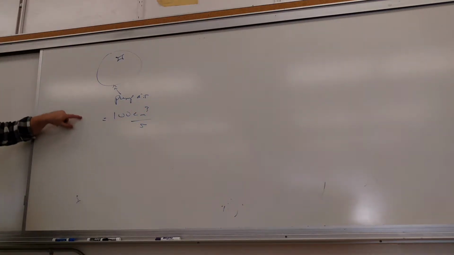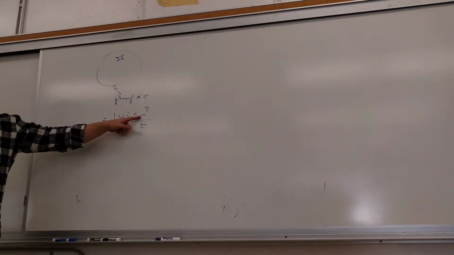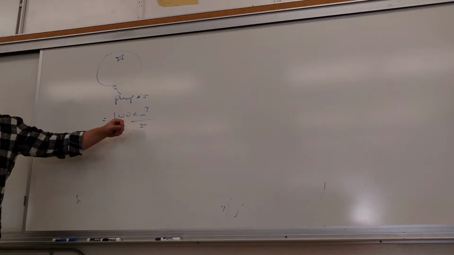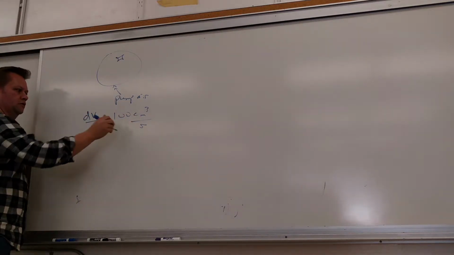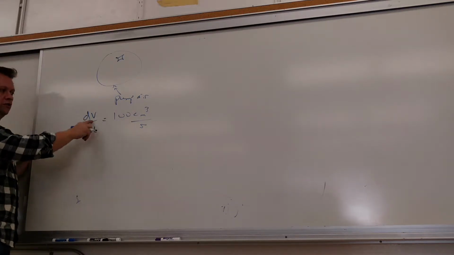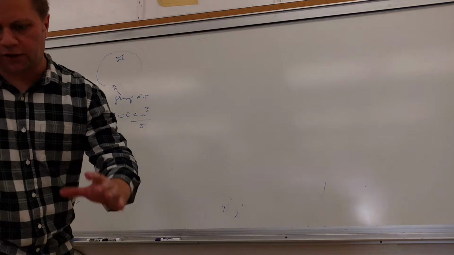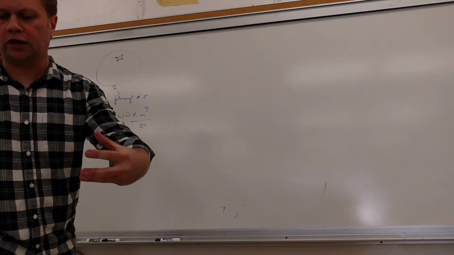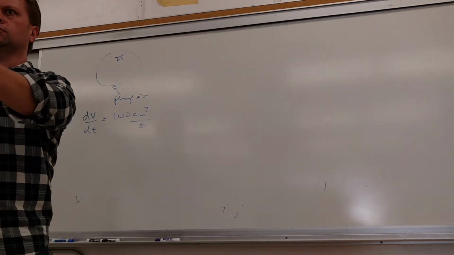What symbols do I give that? Cubic centimeters is volume. So it's the change in volume over the change in time. So it's a rate of change of volume. Right? So it says air is being pumped in so that its volume increases at a rate of 100 cubic centimeters per second. Is that cool?